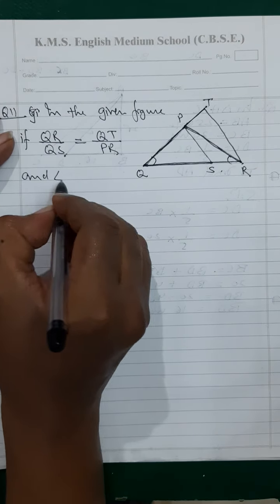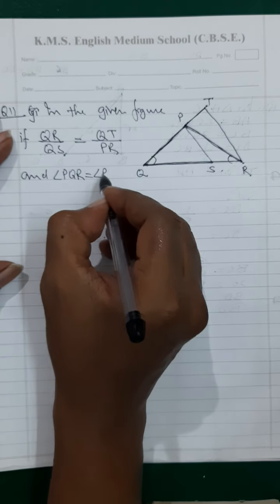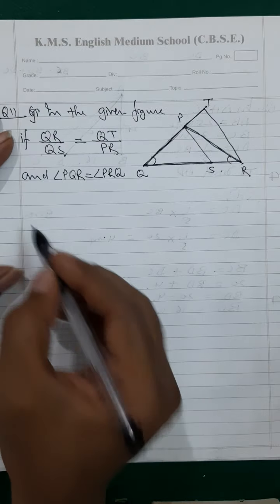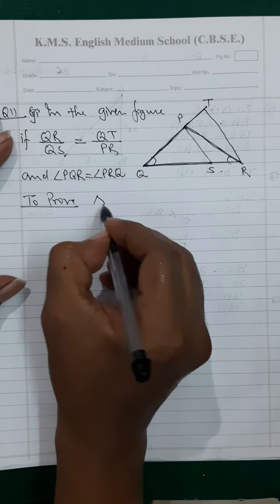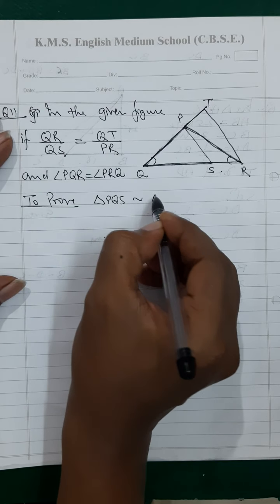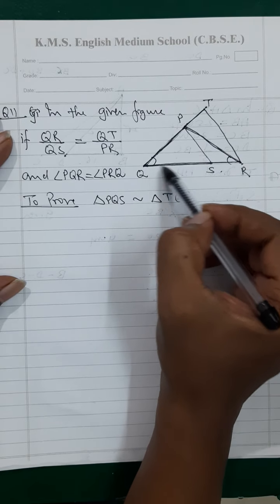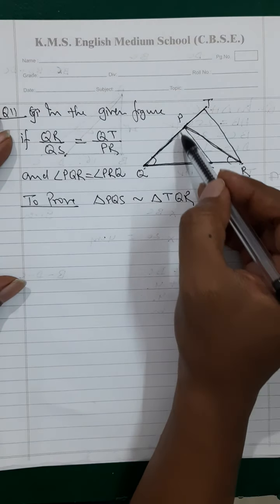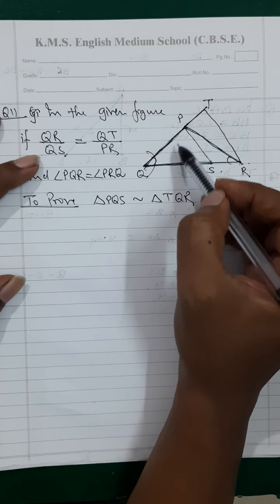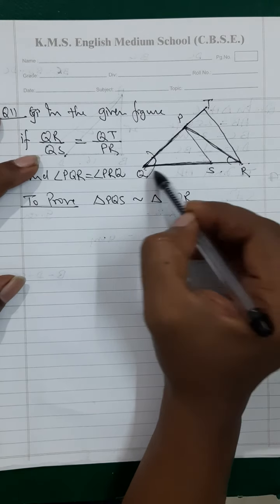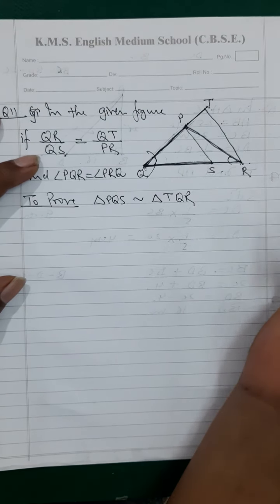Also they have given angle PQR is equal to angle PRQ. To prove: triangle PQS is similar to triangle TQR. See, it's very simple. PQS and TQR have, of course, a common angle, and you require QR upon QS is equal to QT upon QP. Common angle, they will be similar.